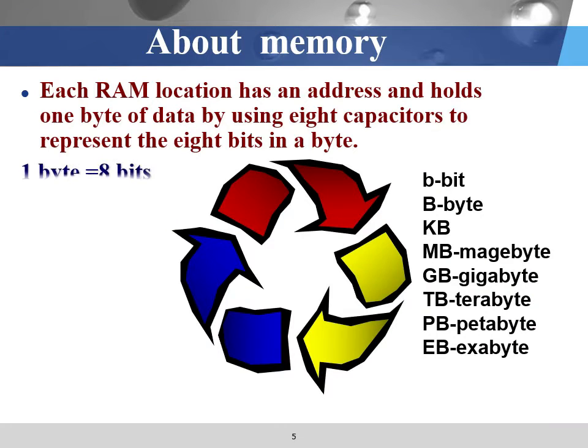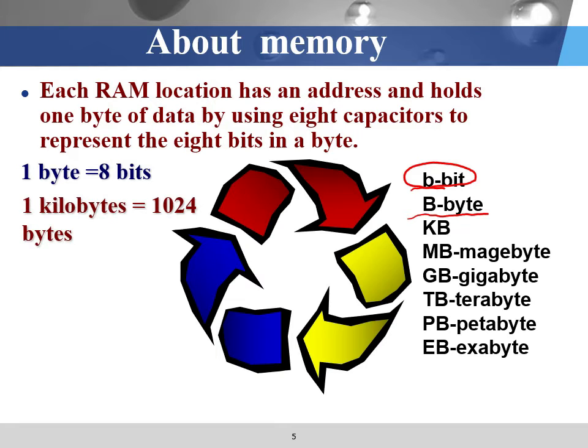And how do we measure the size of the memory? We use a couple of units. The smallest unit is called a bit, which is like one binary number. It could have two different values, 0 and 1. We are going to introduce binary in the third chapter. The second one is called the byte. 1 byte equals 8 bits.